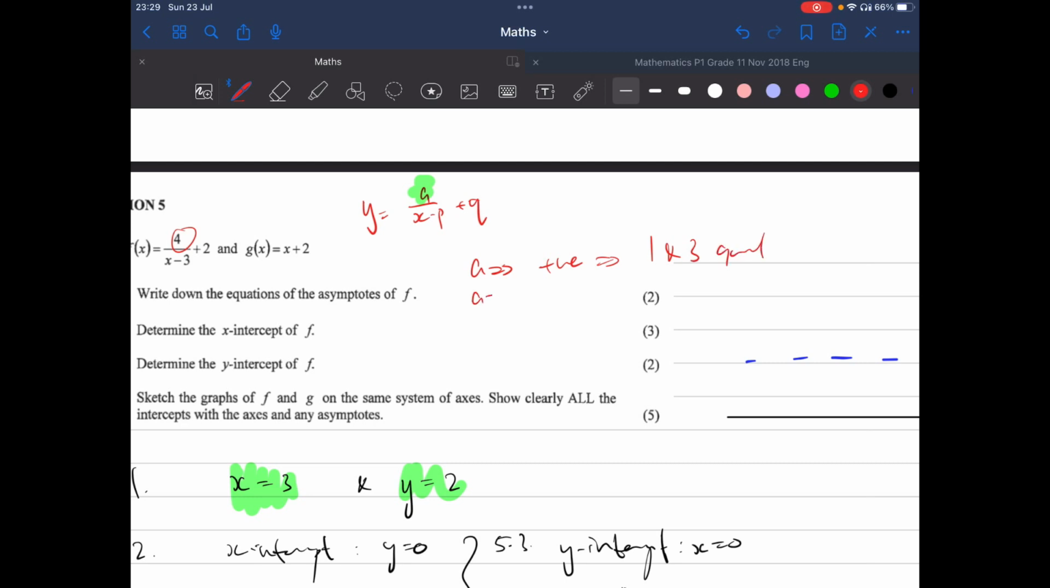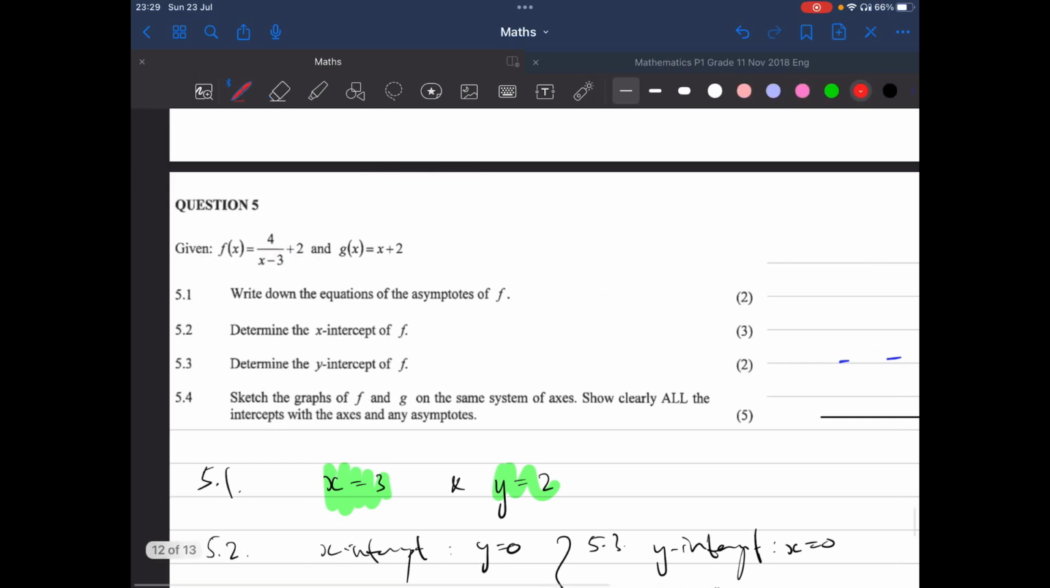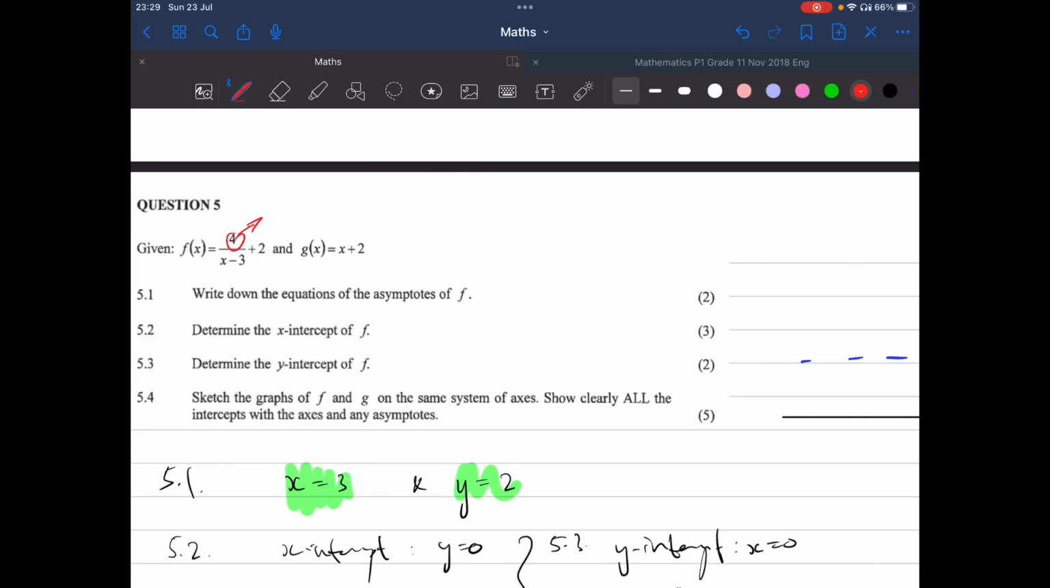Okay, and when a is negative, it lies in the second and fourth quadrants. So keep that in mind. And now let's look at this one here. In this case, a is positive, it's plus 4. So that means our graph is going to be in the first and third. Let's draw that in now.